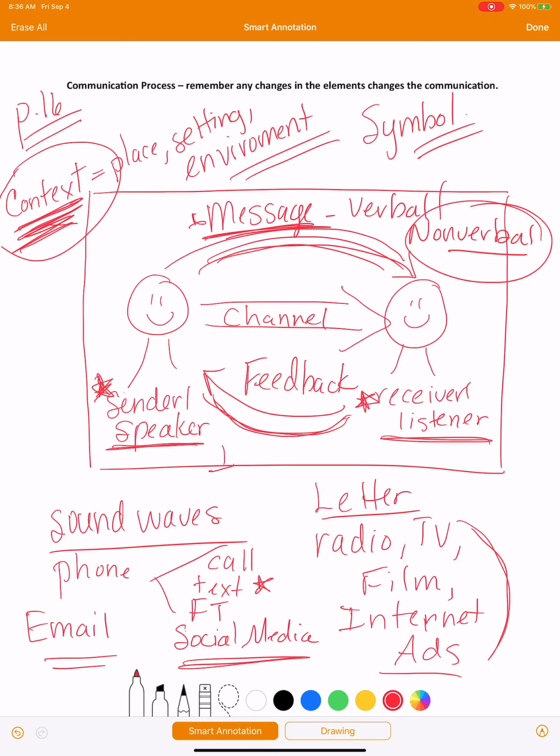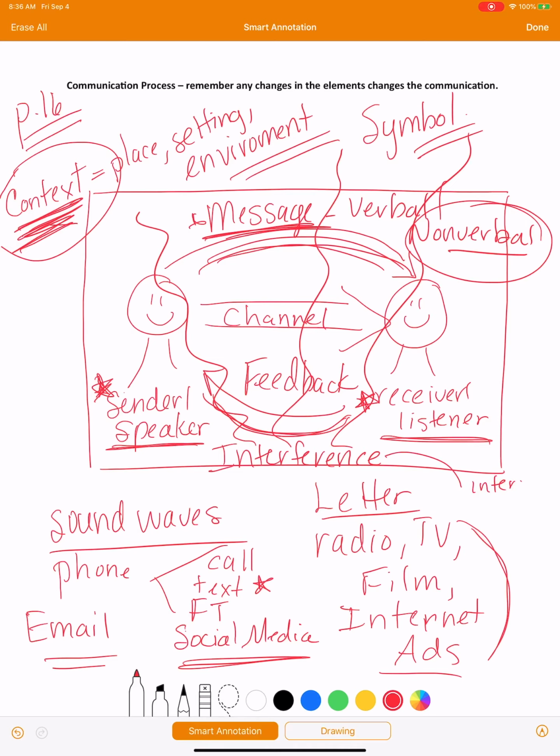Lastly, what we have is what's called interference. And interference is anything that can impede the communication process or stop it from happening. All right? Interference can be internal, which would be, for example, your own thoughts, or external, which could be noises, distractions outside of yourself that can stop communication from happening. All right, so this was a short lecture on the communication process, and you can find it in your book on page 16.